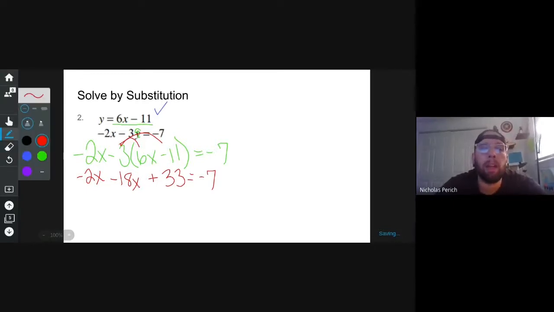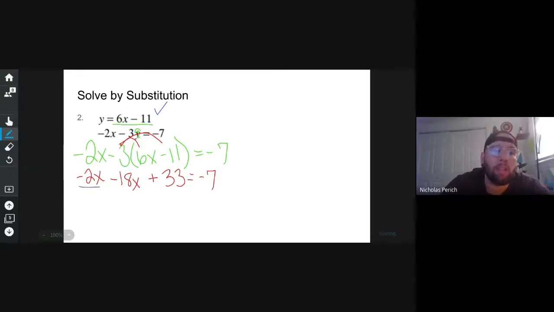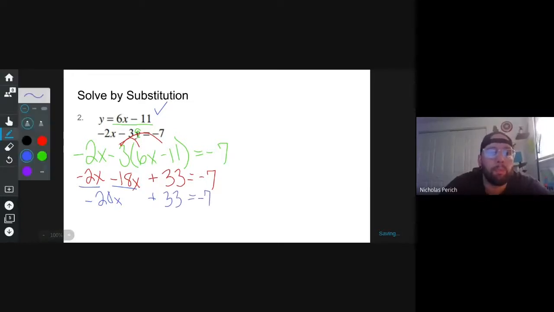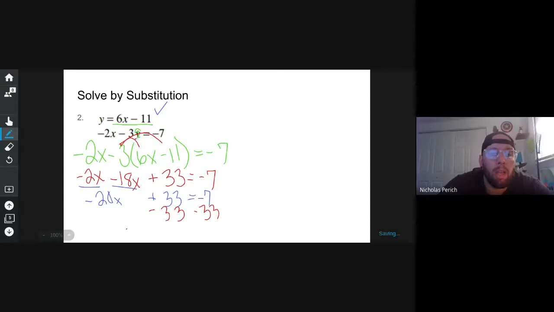Look, dudes, combining like terms. Negative 2x and negative 18x make negative 20x. So I have negative 20x, drop down plus 33 equals negative 7. Subtract 33 from both sides. I get negative 20x equals negative 40.